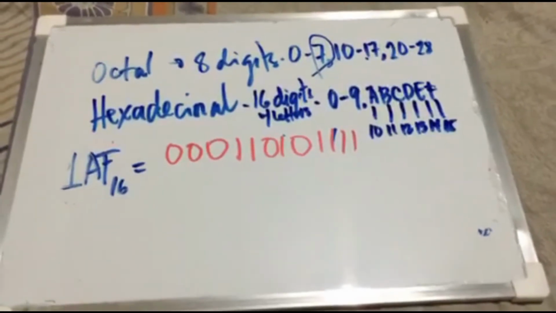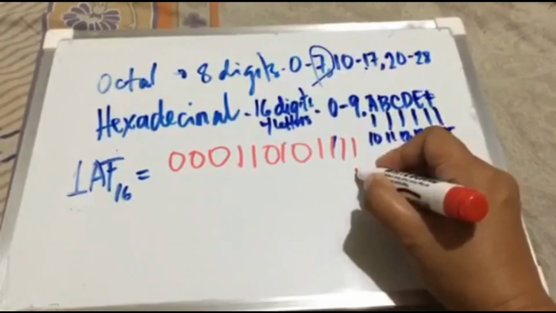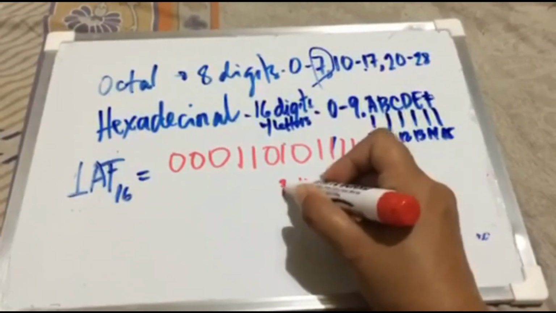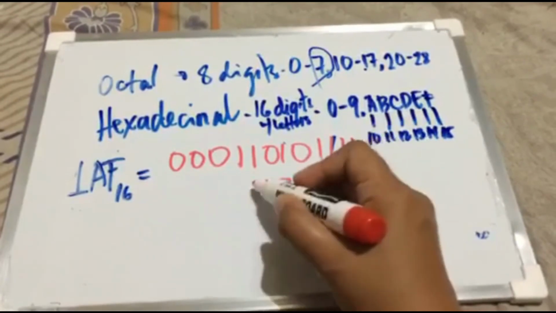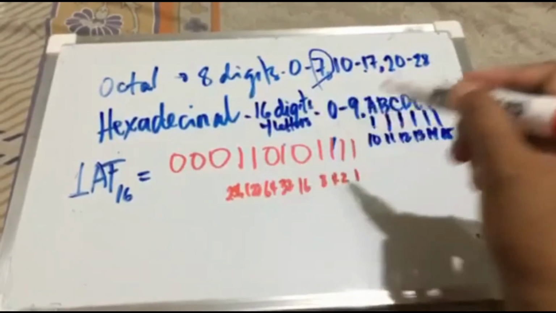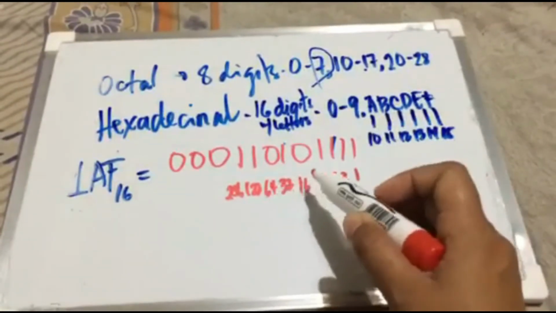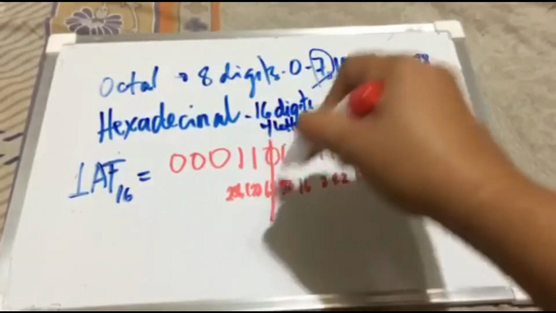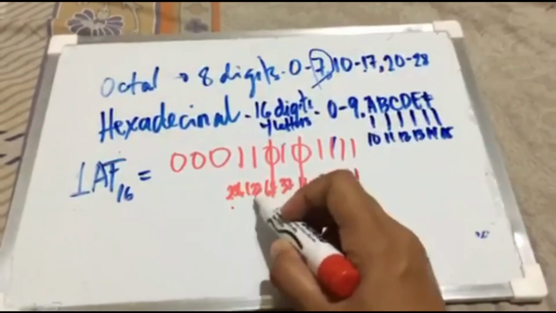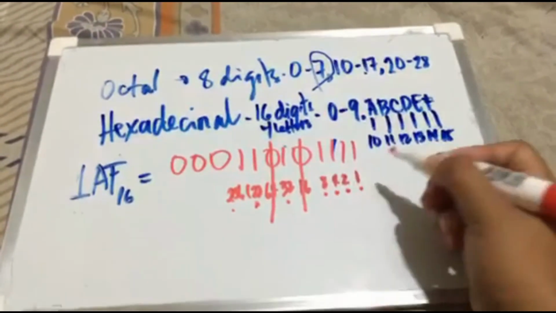Okay, ito yung mas klaro. Okay, positional notation. 1, 2, 4, 8, 16, 32, 64, 128, and this is 256. Okay? 256. So, lahat ng may 0, i-cross out. So, this one and this one. So, we're going to add 256 plus 128 plus 32 plus 8 plus 4 plus 2 plus 1.